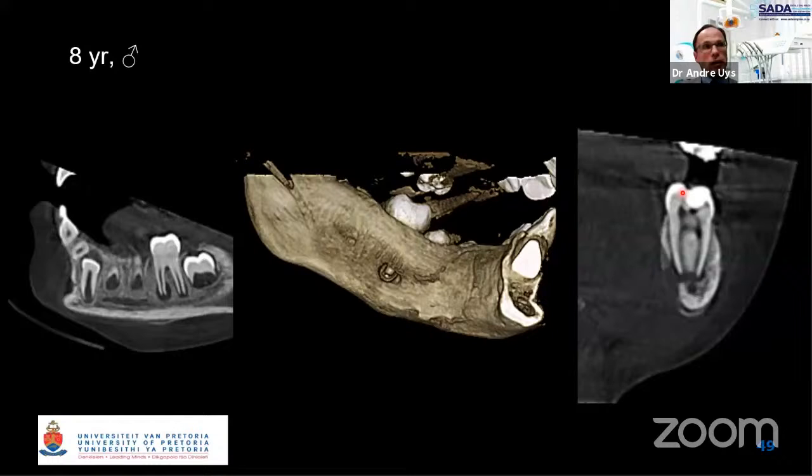From this coronal section, you can also see that this restoration was placed right into the pulp and actually touches the pulp there. And you can imagine why the periapical radiograph didn't really show us anything. If you take a radiograph from that side, you can see the superimposition of all your enamel overlying this composite restoration.